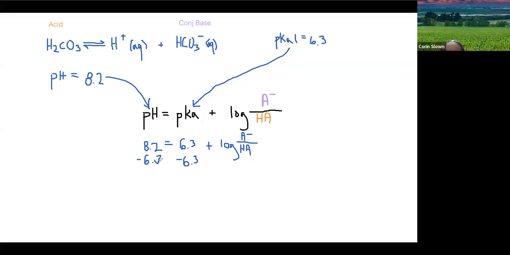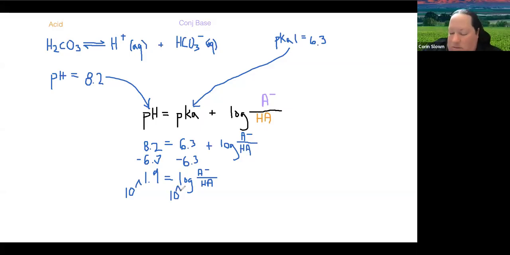Got my calculator. So 8.2 minus 6.3 is 1.9. It's going to be equal to the log of A minus over HA. When we resolve logs, for log base 10, we have to do 10 to the power on both sides. So this becomes 10 to the 1.9. That's going to be what resolves our log.